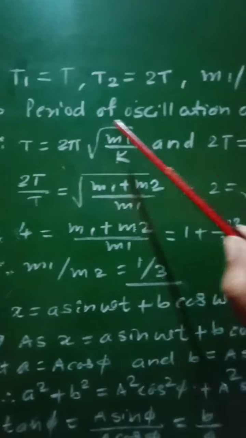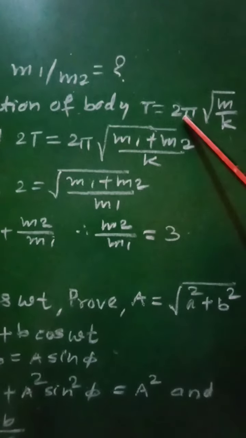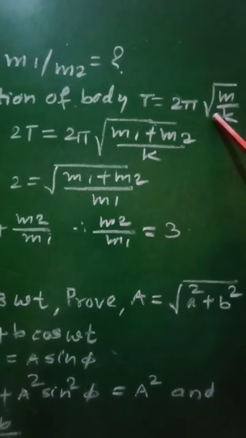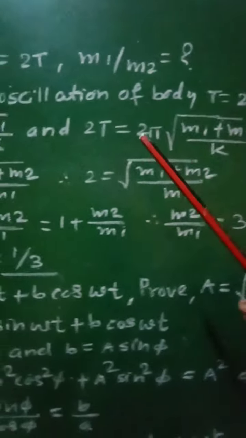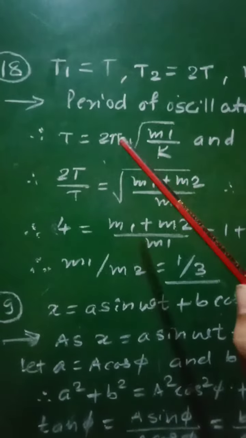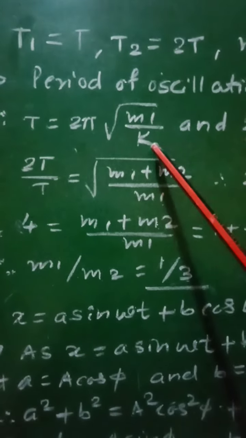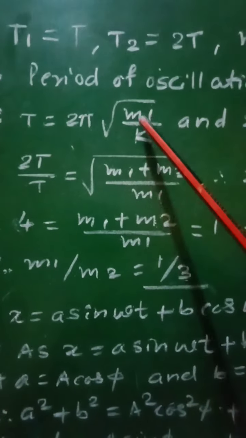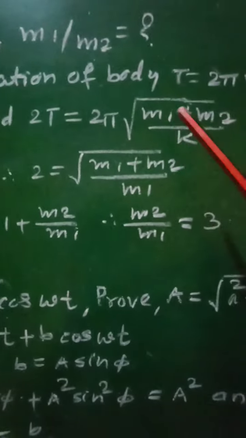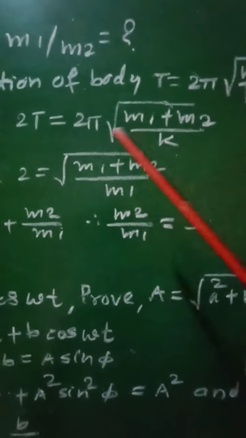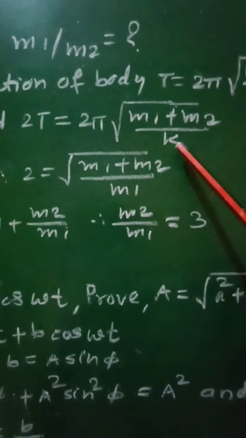Therefore, the period of oscillation of a body is given by the equation T is equal to 2 pi square root of m by k. T is equal to 2 pi square root of m by k is the period of oscillation of a body, and therefore from this we can write T is equal to 2 pi square root of m1 by k, and 2T is equal to 2 pi square root of m1 plus m2 by k.